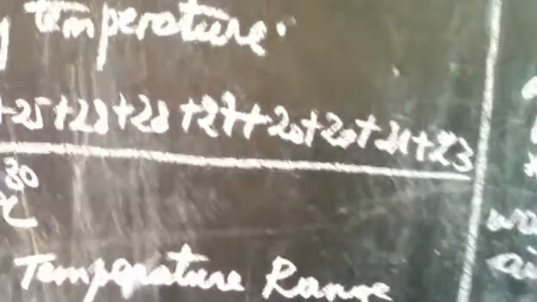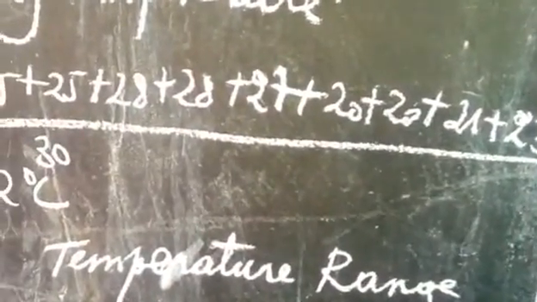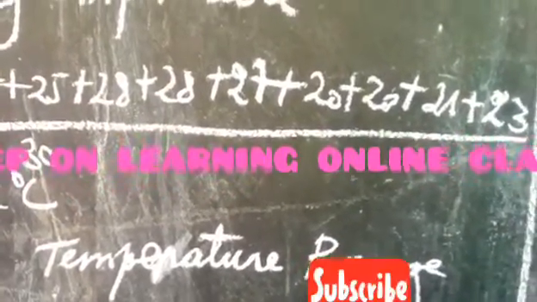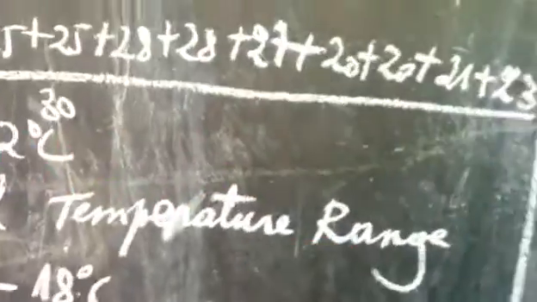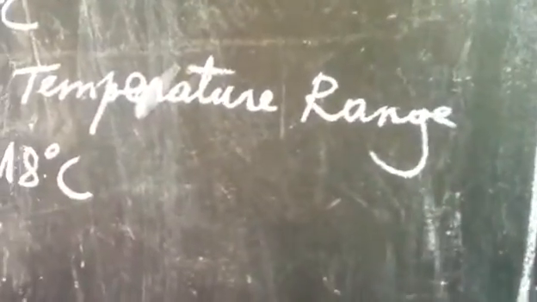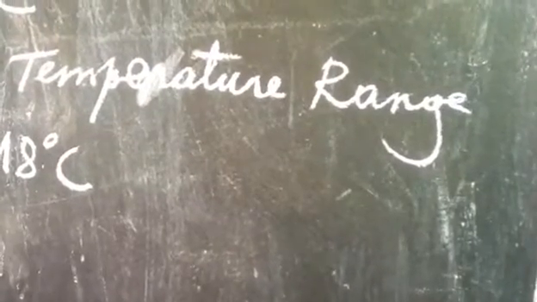That's why we talk 276, we divide by 30, and we get 9.2 degrees Celsius. I think that question is clear and easy to understand. Let's see mean annual temperature range.